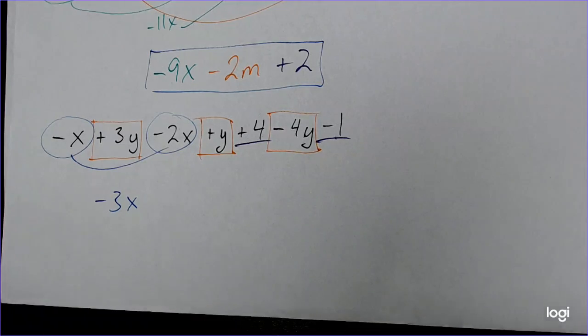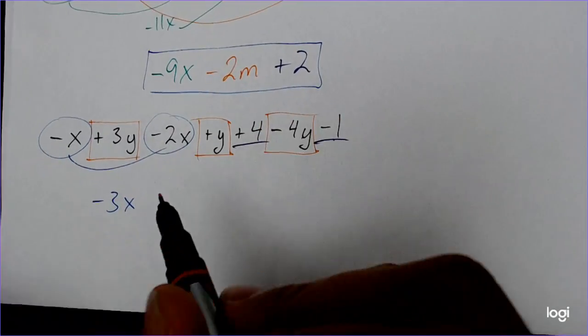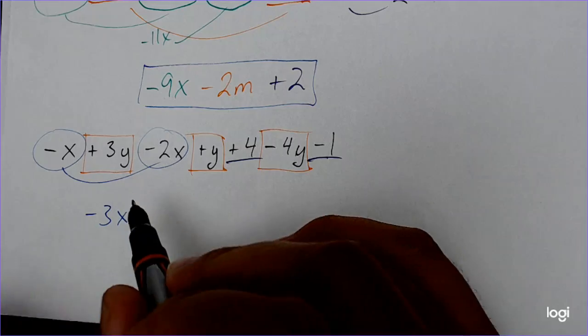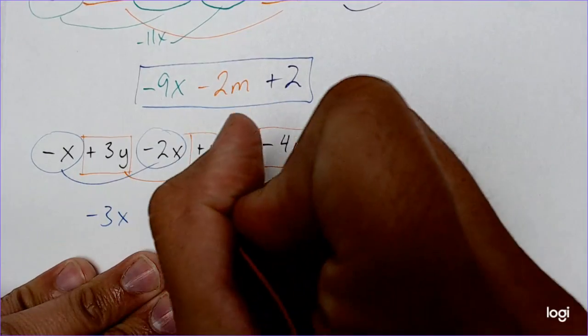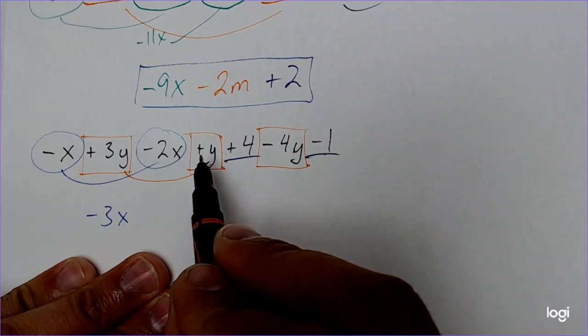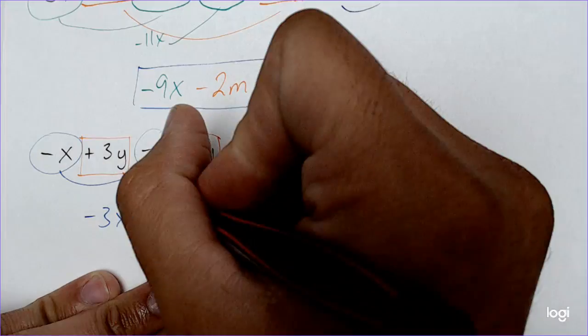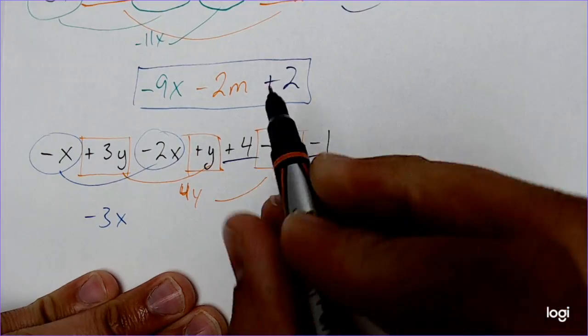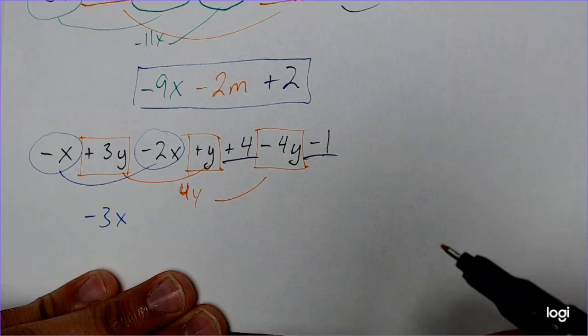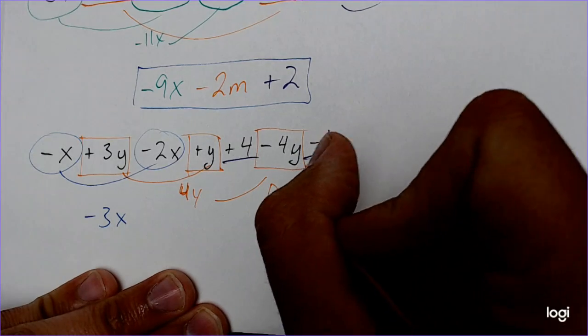Now let's do the y's. I've got 3 y's. What's another word that starts with Y? Yearbooks. I've got 3 yearbooks plus 1 yearbook. Remember that invisible 1. So I've got 3 yearbooks plus 1 yearbook. That gives me 4 yearbooks. And then, oh no, I've got minus 4 yearbooks. So 4 minus 4 is 0y.